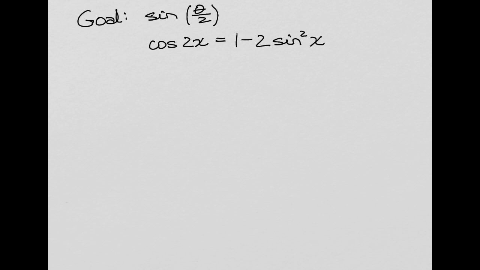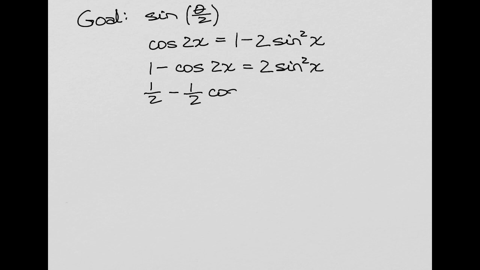So if we rearrange the terms, I have 1 minus cosine 2x equals 2 sine squared x. That works out right with the signs. And now I'm going to divide each term by 2. So I got 1/2 minus 1/2 cosine of 2x equals sine squared x.